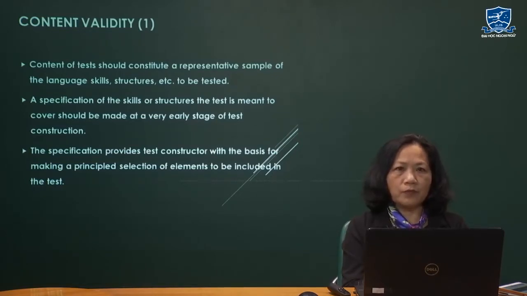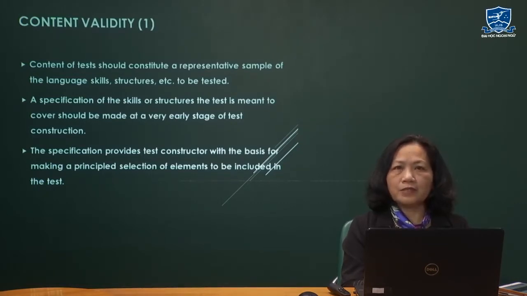For example, if you want to make an achievement test of a course, you have to list out all the skills, grammatical structures, vocabulary, language functions you have taught in the course. So everything you have to write down. That is a specification of the test.